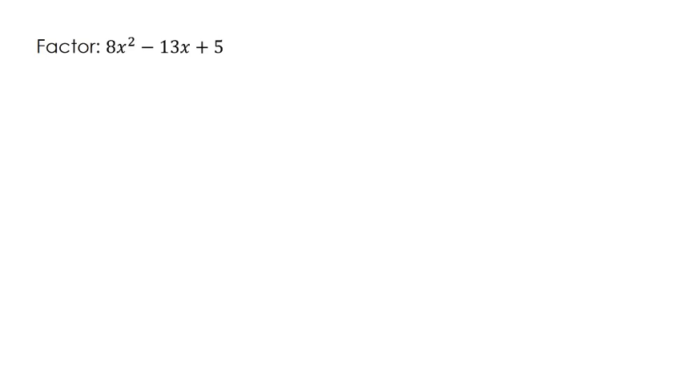So, to factor 8x squared plus 13x plus 5, what we're going to do is break this middle term up into 2 different terms. I need to find 2 different terms that add up to negative 13x. We don't know what they could be. They could be negative 10x and negative 3x. It could be negative 16x and positive 3x.